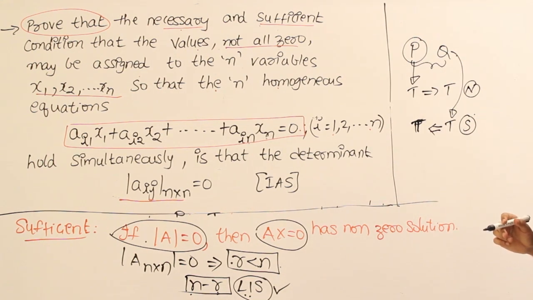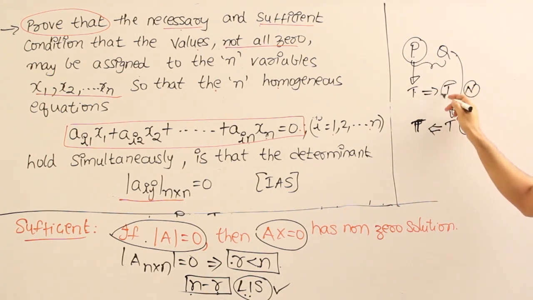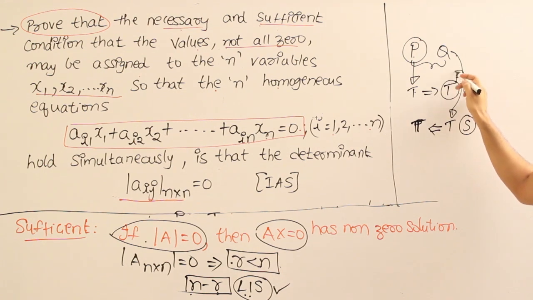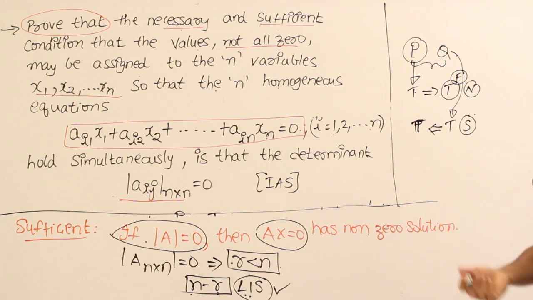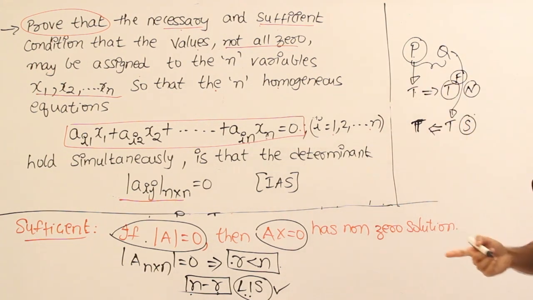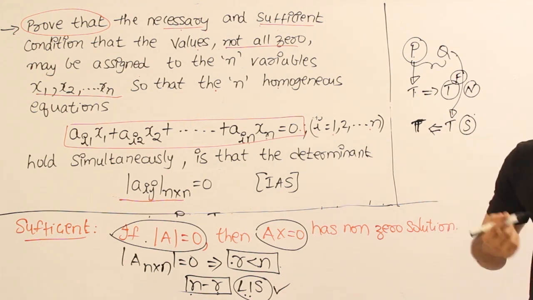And what is the method I followed in this case? I assumed that P is true, and then I assumed that Q is false, and then I showed that if Q is false, P cannot be true. But since we have already assumed that P is true, this has to be true. That is the method I used.